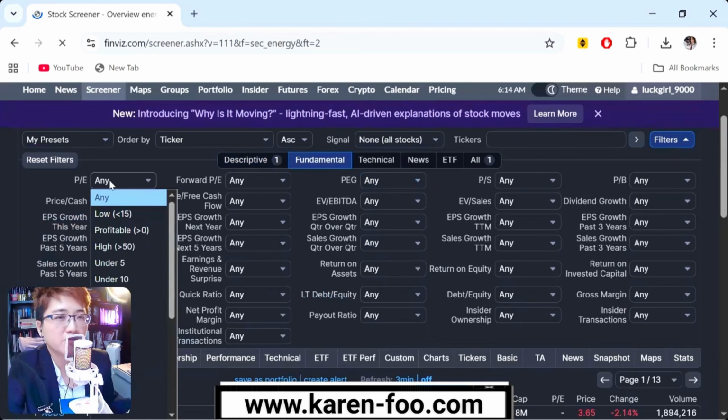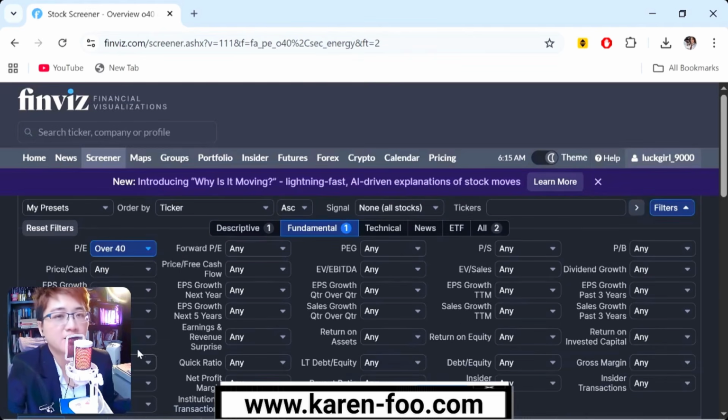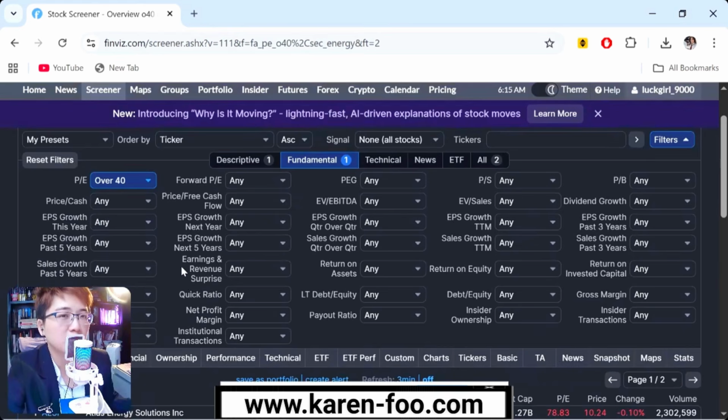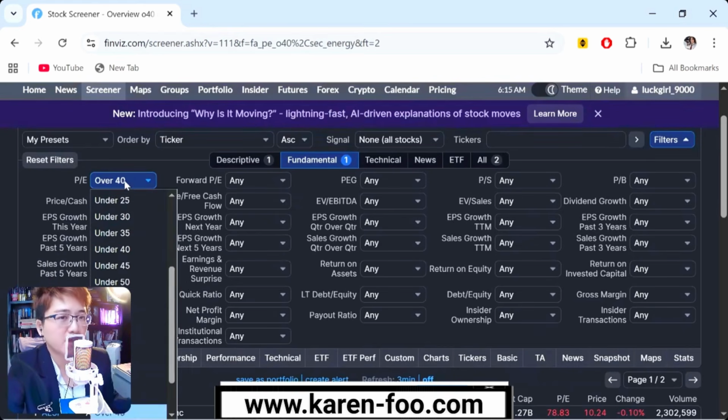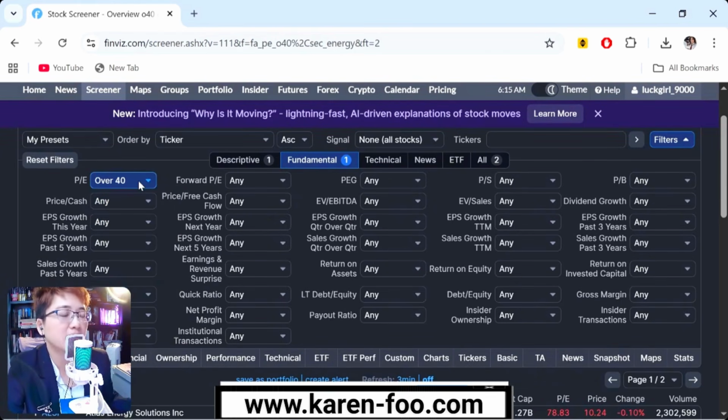Now, some people like to filter based on PE ratio, but if you're a growth investor, it doesn't matter to you, because stocks above 40 PE can still grow really fast, can still have the potential to grow in the medium term. But if you're a value investor, you will want a lower PE ratio, even though PE is not a great measure of value, but it's a shortcut way, okay?